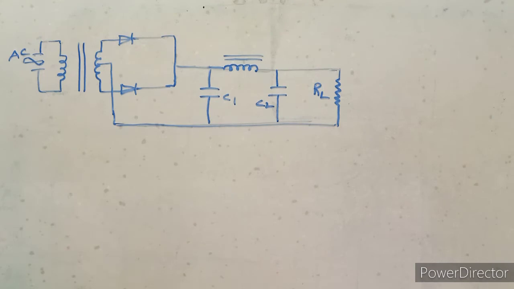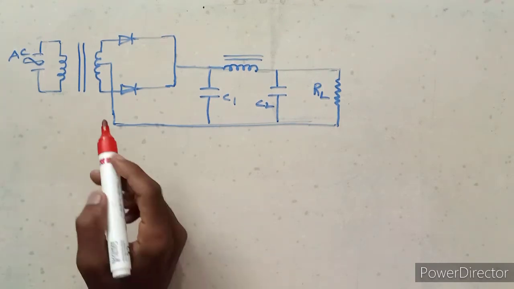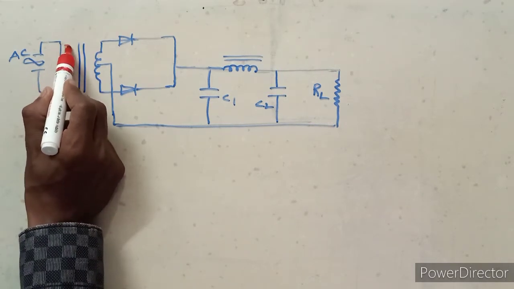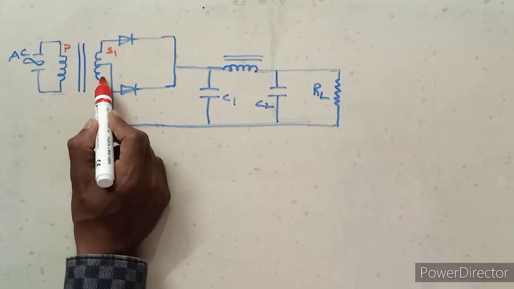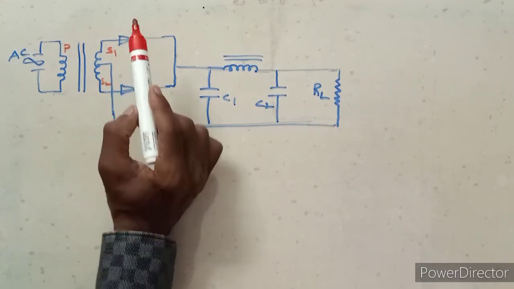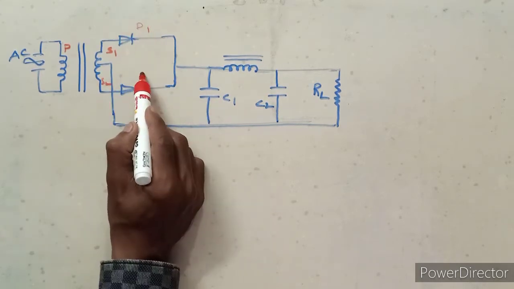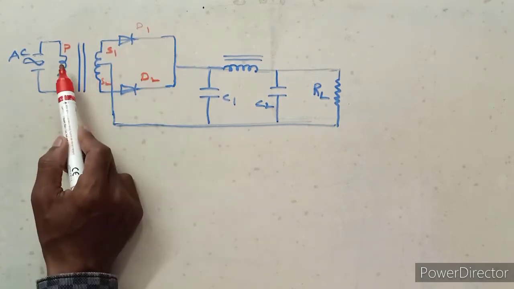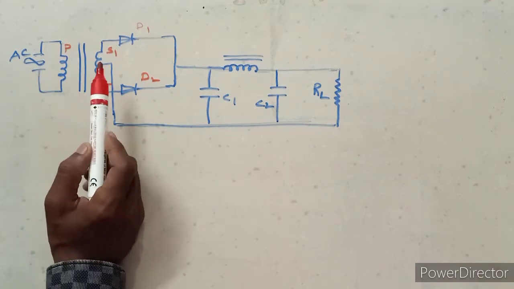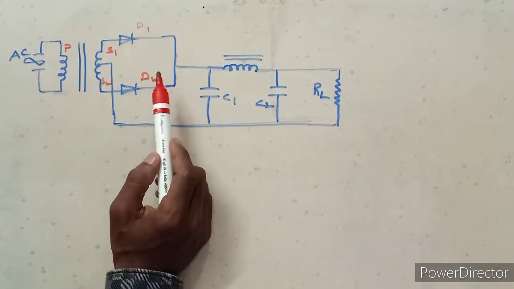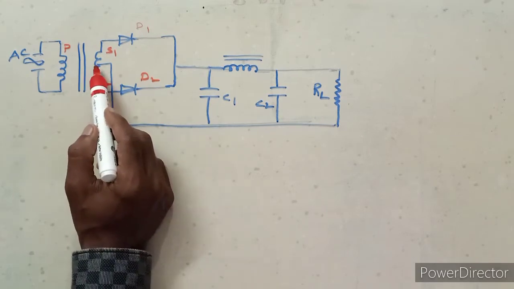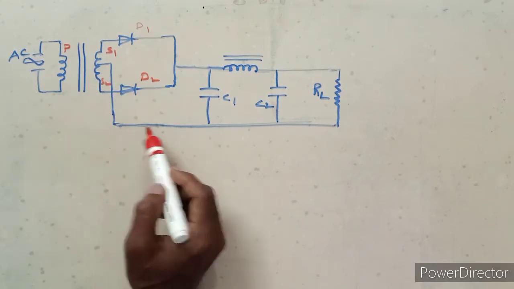Now observe the full wave rectifier circuit. This is the transformer, this is the primary coil, and this is the secondary coil with ends S1 and S2. S1 is connected to diode 1, S2 is connected to diode 2. The primary is connected to the AC input voltage. The full wave rectifier has 2 diodes, and the secondary is connected to the load resistance.